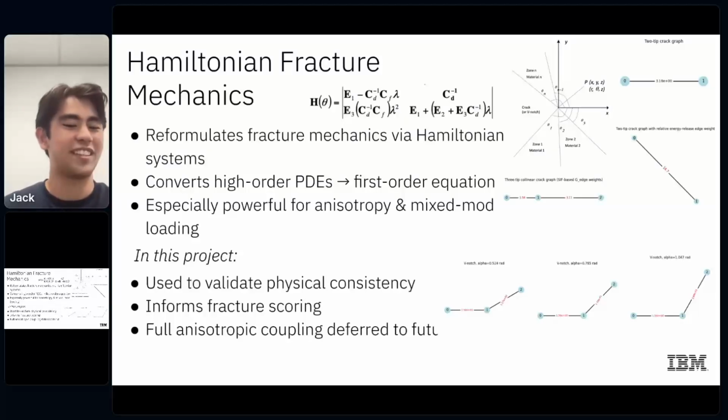So in this project, we looked at these as a way to get a sense of how the fractures evolve and what frameworks we could use to do the fracture-based scoring. And we've kept this to be used at a later time when we look at anisotropic modeling.